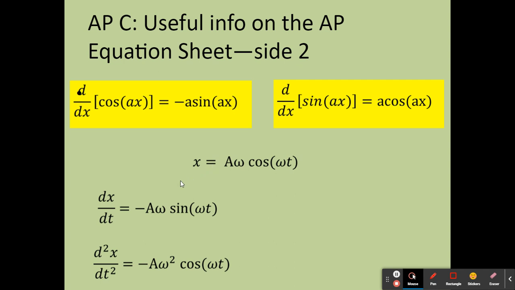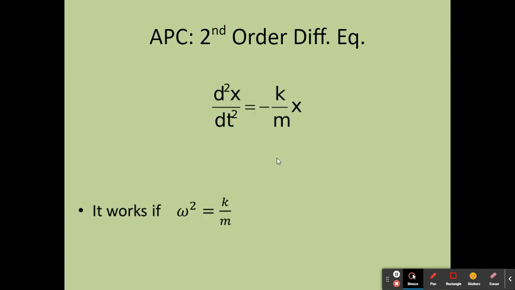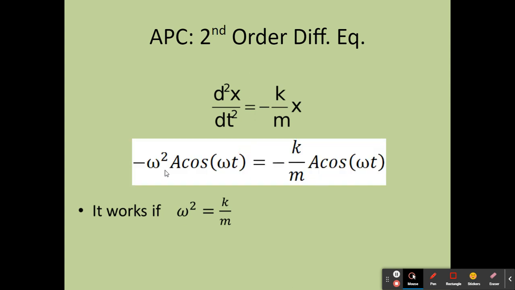So if we take the second derivative of our x, we're going to get negative a omega squared cosine omega t, just what we were talking about before. So if we plug that in, we have negative omega squared a cosine omega t, and then this side is negative k over m, and then a cosine omega t, so just our x. So the cosine omega t's will cancel out, the a's will cancel out. So as long as omega squared is equal to k over m, we're good to go.